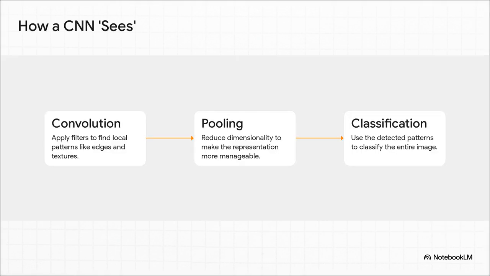Now, for something like an image, we use a special kind of network, a convolutional neural network, or CNN for short. And it's pretty clever. Instead of trying to look at the whole picture at once, which is just overwhelming, a CNN works more like our own vision. It scans the image in small chunks, using little filters to look for basic stuff: edges, textures, colors. Then, it pieces together what it finds in those little patches to recognize bigger objects. It's a much smarter way to see.